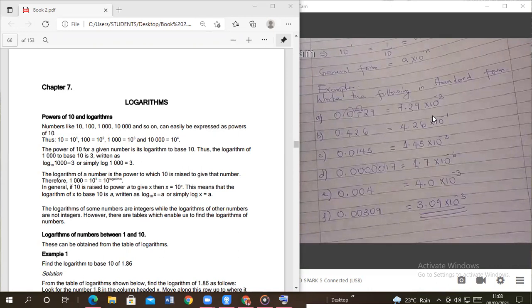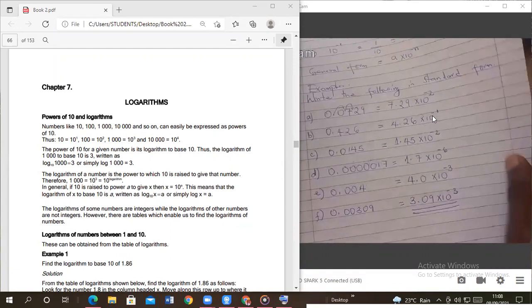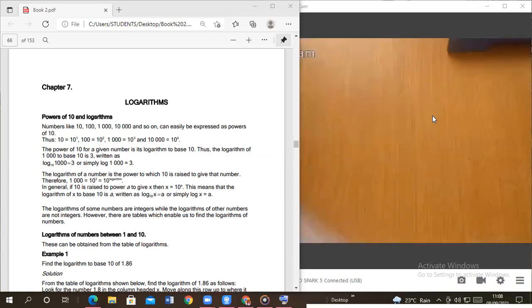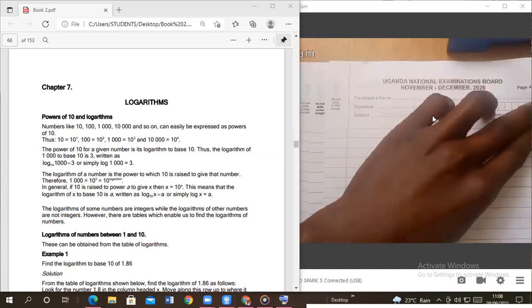Is there any question on how to write standard form or scientific notation for both positive and negative powers? Is there any question there? No, there's no question, right? Now, if there is no question, let's go to our topic now, logarithm.